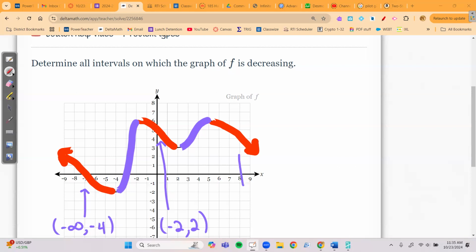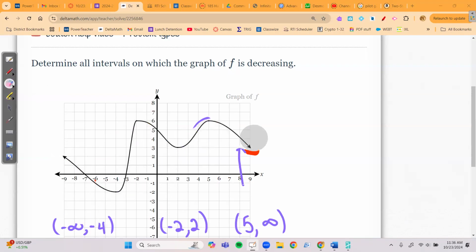And finally, someone new. I want the name of that interval over there. Isn't it like nine? It is from 5 to Infinity. Good. Now what I'm going to do is erase a whole bunch of this and show you how we type this into Delta. Okay.